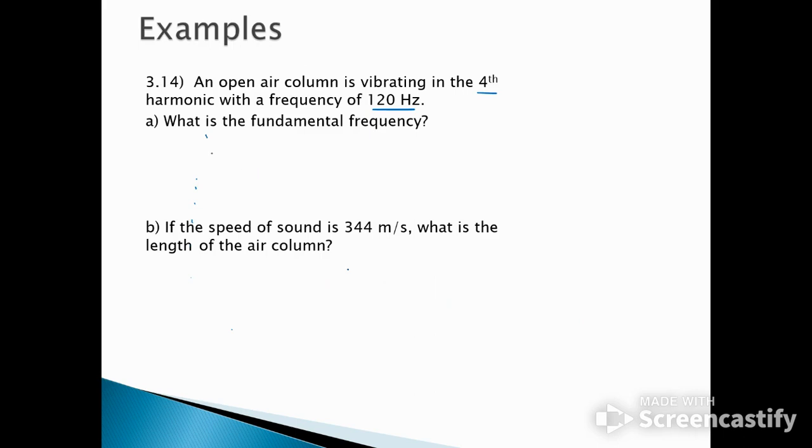An open air column is vibrating in the fourth harmonic with a frequency of 120 hertz. What's the fundamental frequency? Well, now this is open at both ends. So we have antinodes here and antinodes here. And we're told that the fourth harmonic is 120 hertz.